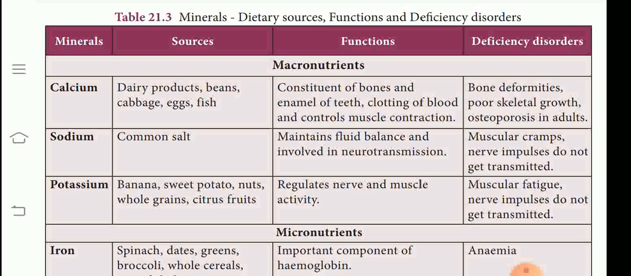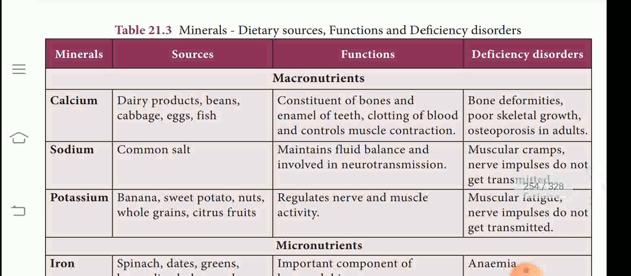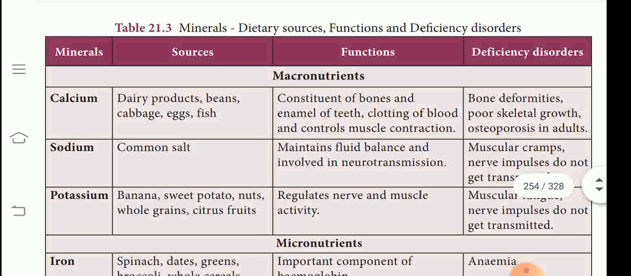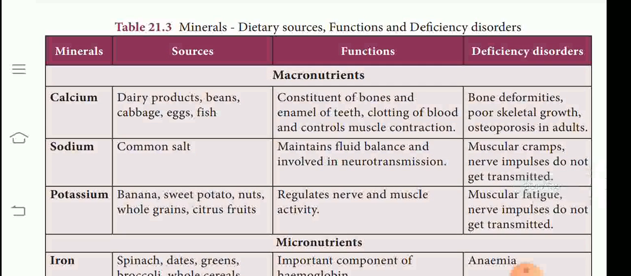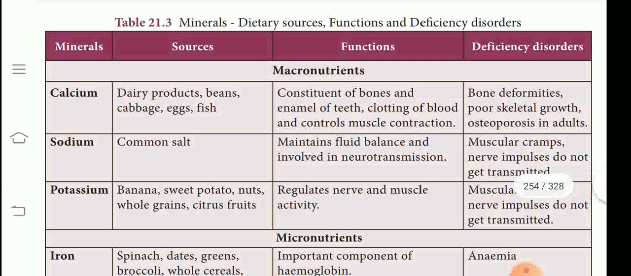We had seen all those things in detail, and also the dietary sources, deficiency disorders and symptoms of the vitamins in the tabular column. That is, we saw both fat soluble vitamins and water soluble vitamins. Today we are going to see the continuation of this lesson. Today we are going to see what minerals are, and their dietary sources, functions and deficiency disorders.